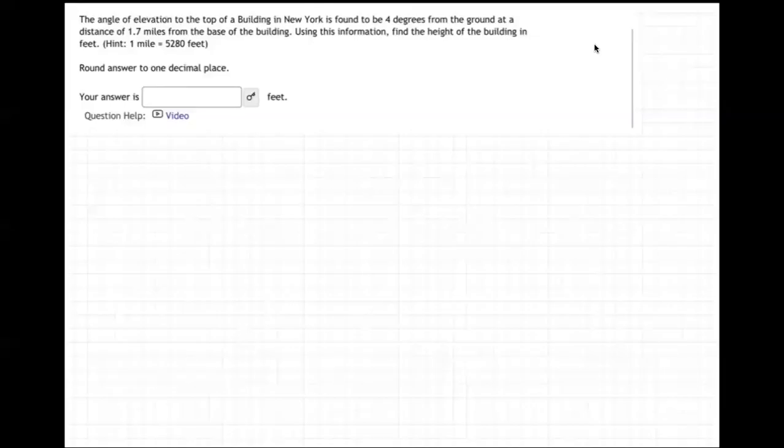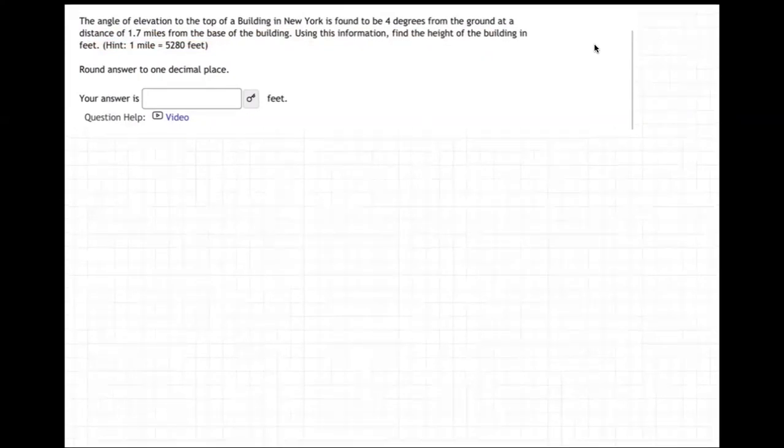Okay, on this question, they're saying the angle of elevation to the top of a building in New York is found to be 4 degrees from the ground at a distance of 1.7 miles from the base of the building. Use this info to find the height of the building. Okay, it sounds a little bit tricky.